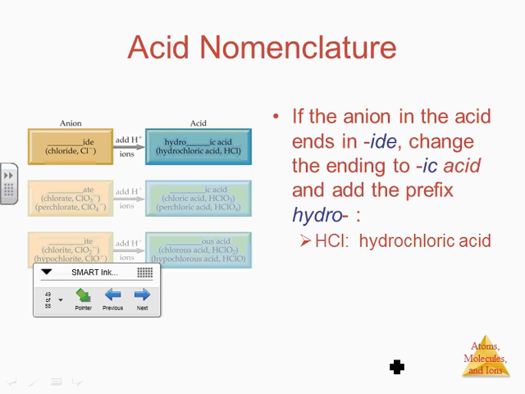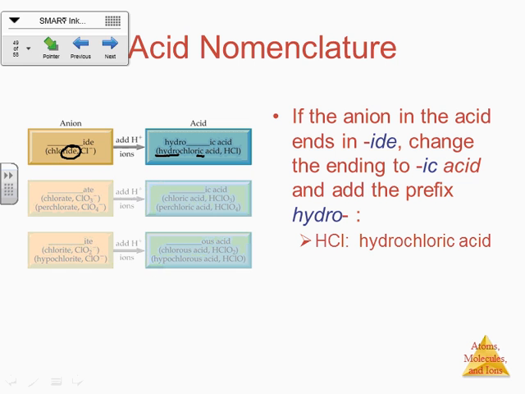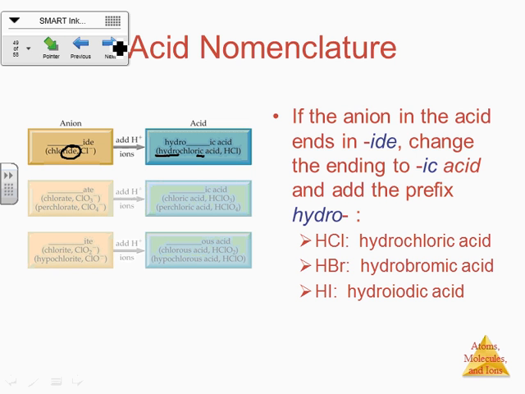If it ends in "ide," like chloride, that's a classic example, you put the H in front of it to make it hydrochloric acid. Then you put the hydro and the ic. That's how that works. Hydrochloric, hydrobromic is another example if you have bromide, and hydroiodic if you have iodide.